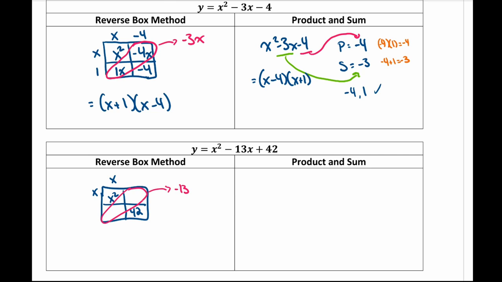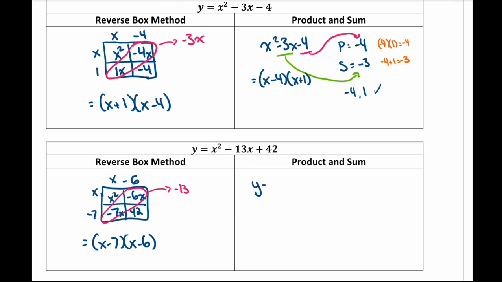So what numbers multiply to 42 but add to -13? And when you go through trial and error or just some guess and check, we should get -6 and -7. So that means my brackets, one will be x minus 6 and one will be x minus 7. Because when we have a positive, but they have to add to a negative, chances are that we have two negative numbers. So x minus 7, x minus 6 is going to be my factored form.